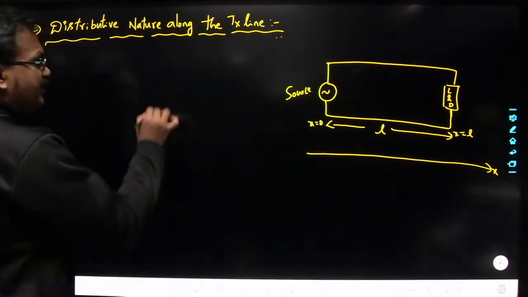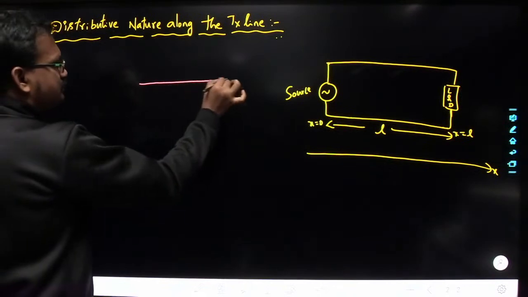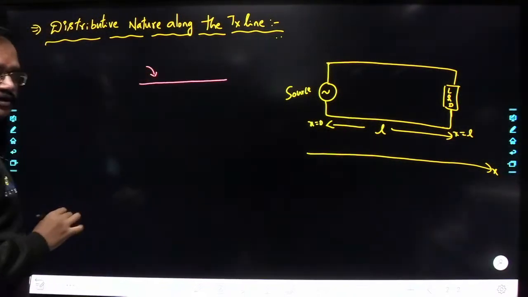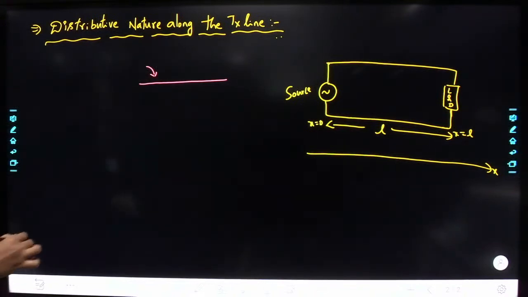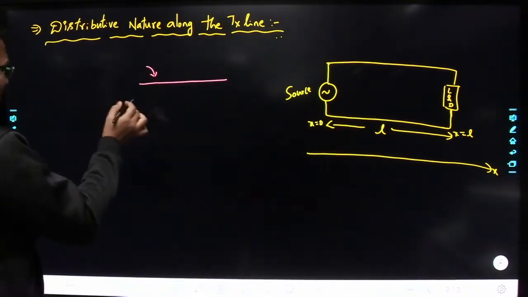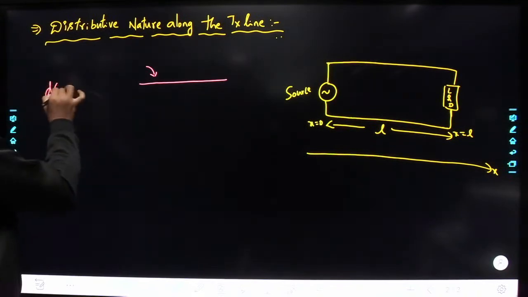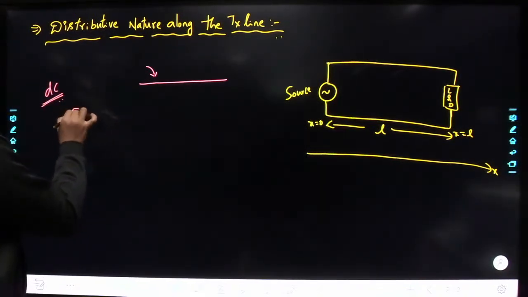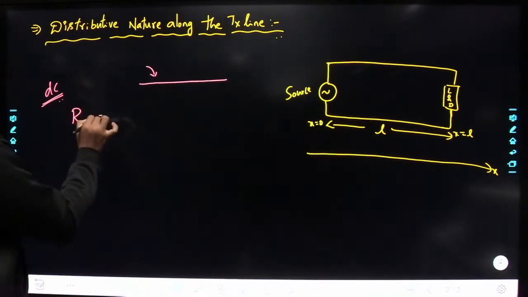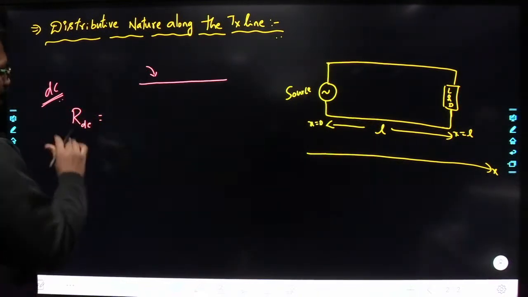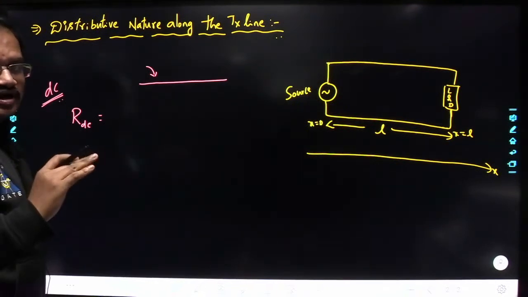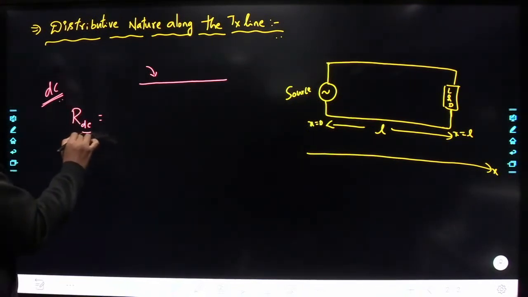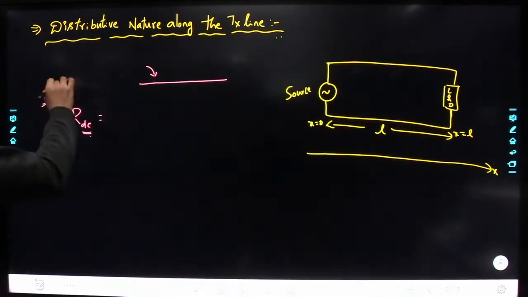Now if you consider a conductor here, what is the resistance offered by a conductor? In general, we know that whenever we are dealing with DC, what is the DC resistance offered by a conductor under DC or at low frequencies?